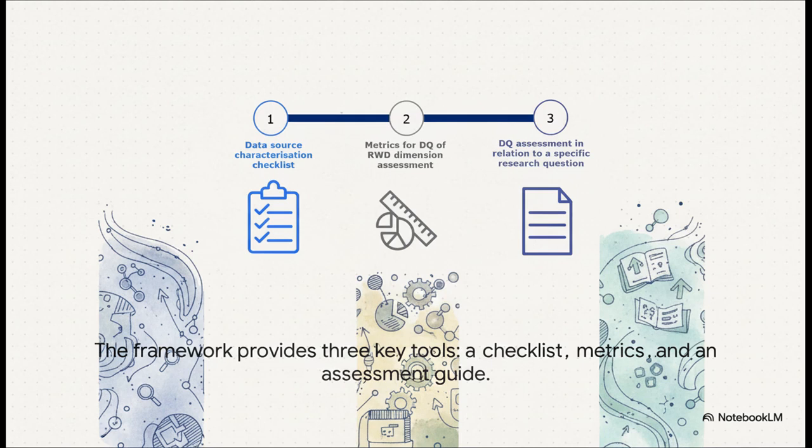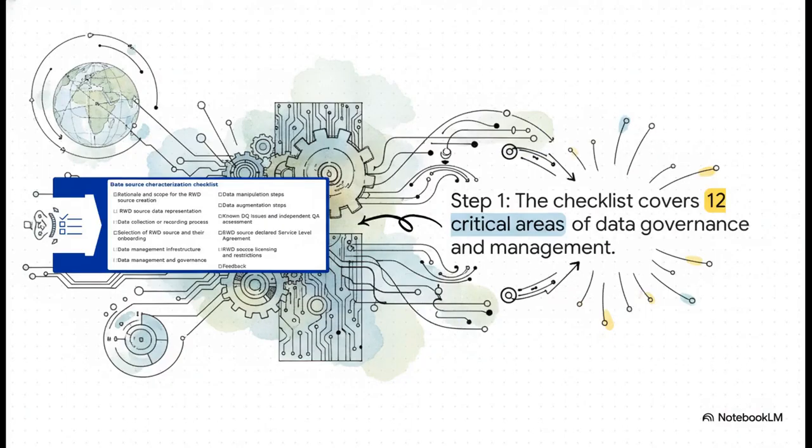Think of it as a complete toolkit to get the job done right. Let's dig into that first tool, the Data Source Characterization Checklist. And believe me, this is not just some simple tick box exercise, no way. It's a really deep dive. It covers 12 critical areas of data governance and management.